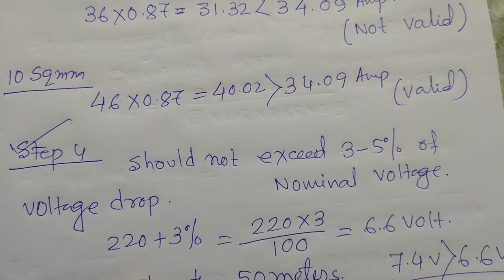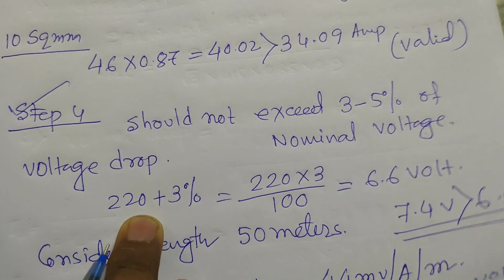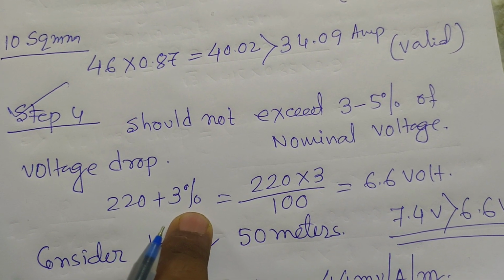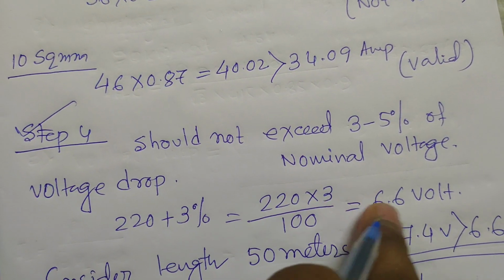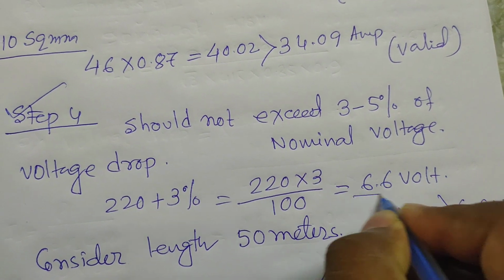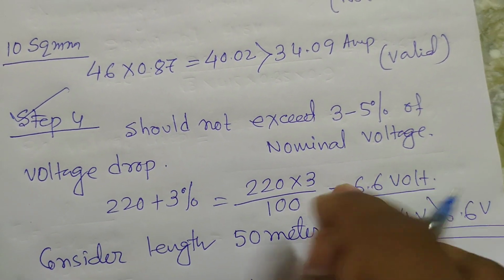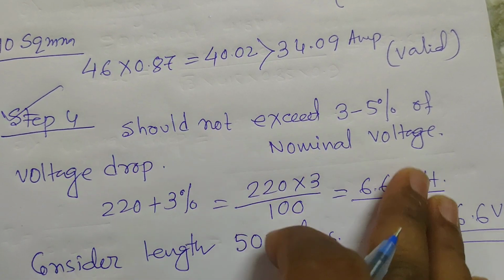The fourth step: the voltage drop should not exceed 3 to 5% of the nominal voltage. So what is the voltage drop here? We consider 220 volt in a domestic purpose, with 3 to 5%. We are considering 3%. So 3% means 6.6 volt voltage drop for the 220 volt. It is permitted.